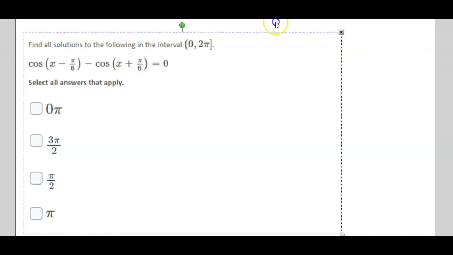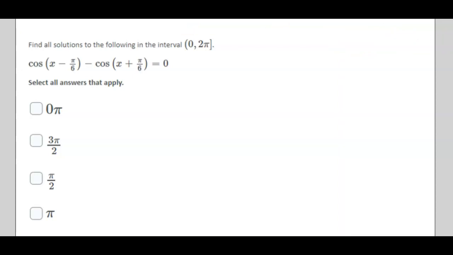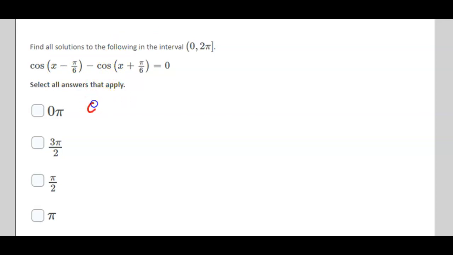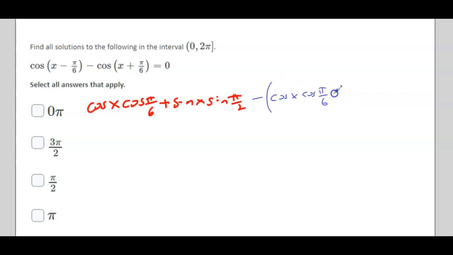So on this one, let's see here. Same thing. All right. So this time, the order switches up a little bit. So we have cosine of x, cosine of pi over 6, plus sine of x, sine of pi over 6. So right here we have the minus sign, right? And so now we have cosine of x, cosine of pi over 6, minus sine of x, sine of pi over 6.